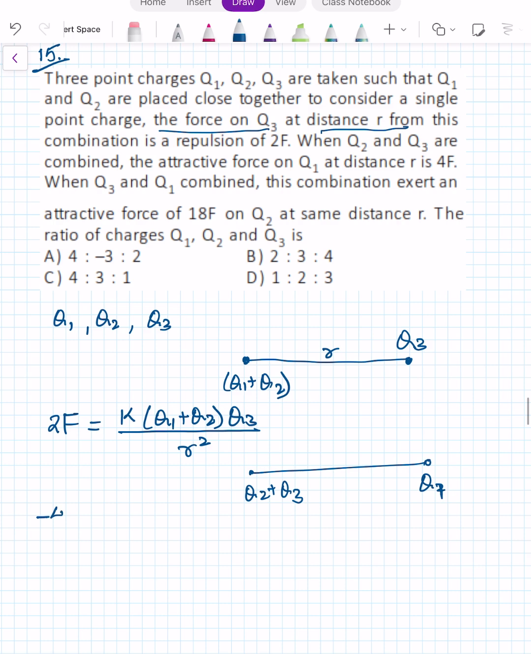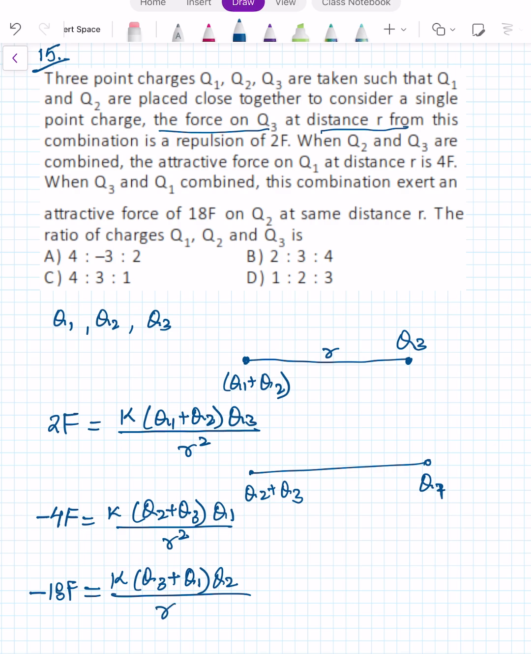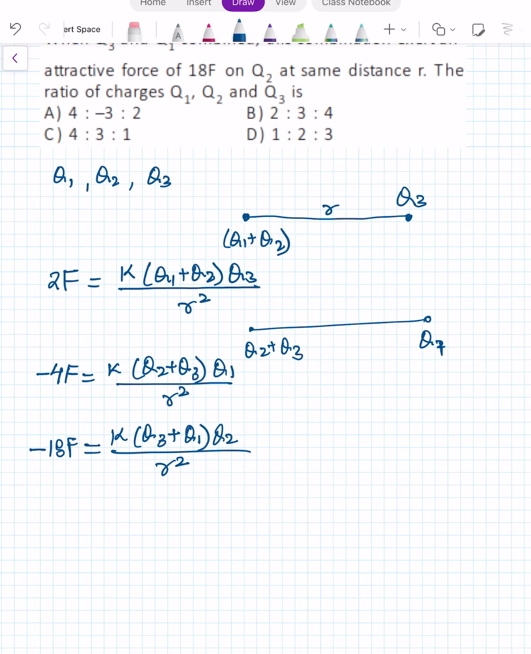The attractive force, minus 4F, is equal to K (Q2 plus Q3) into Q1 upon r square. In the same way, they are saying when Q3 and Q1 are combined, this combination exerts an attractive force of minus 18F on Q2. So minus 18F is equal to K (Q3 plus Q1) into Q2 upon r square. So we have these three equations.